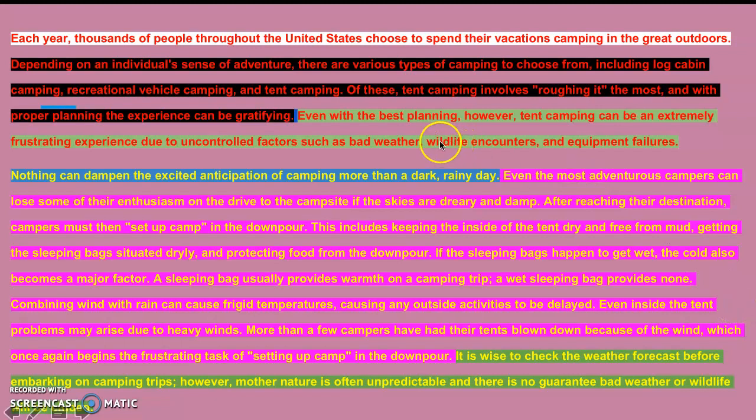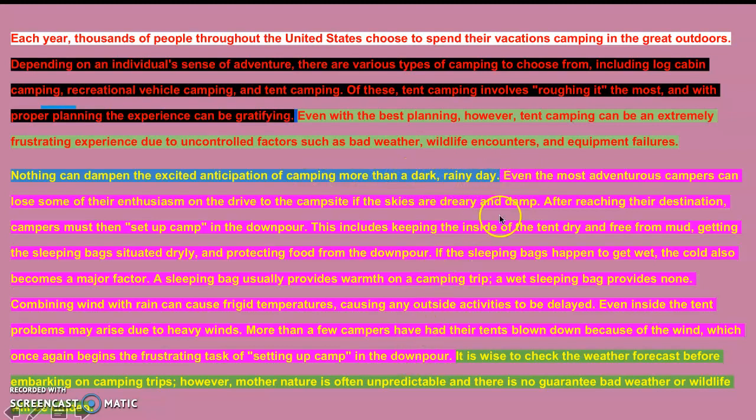Now, let's turn to our next paragraph, our first body paragraph. You'll notice our first subtopic was bad weather, and this first body paragraph is about bad weather. We can tell this by looking at our topic sentence, highlighted in blue. Nothing can dampen the excited anticipation of camping more than a dark, rainy day.